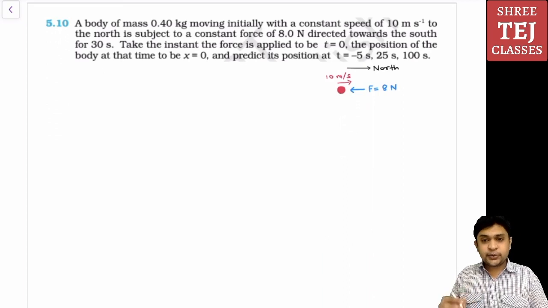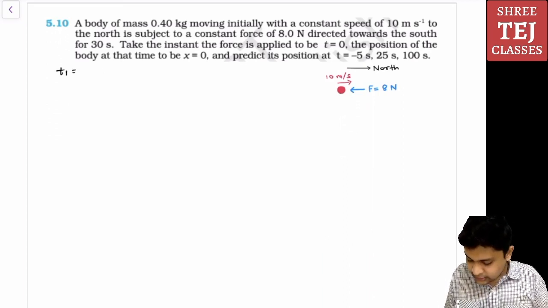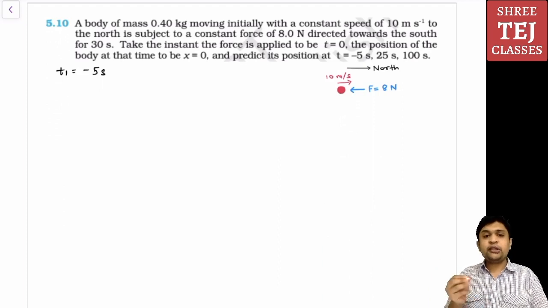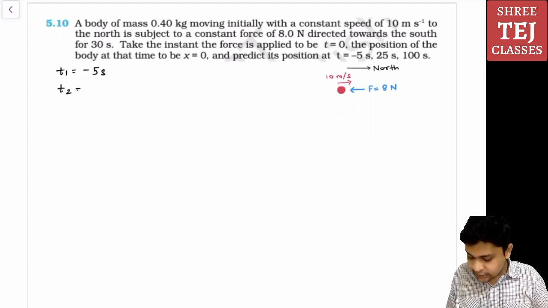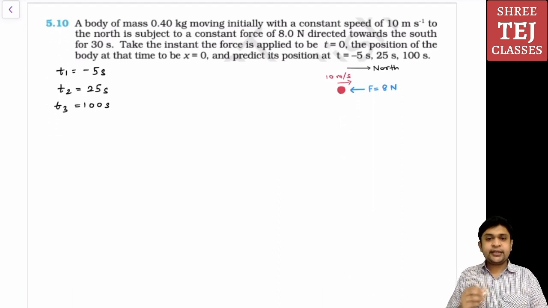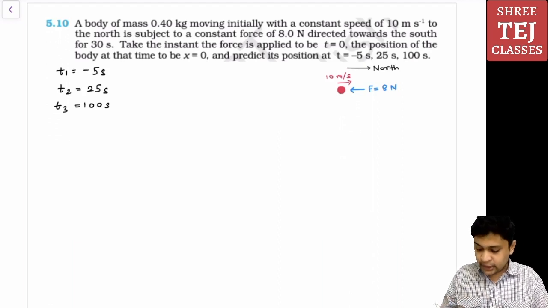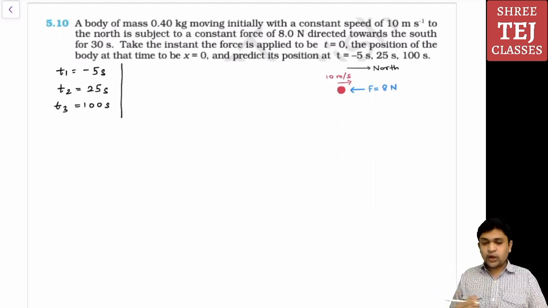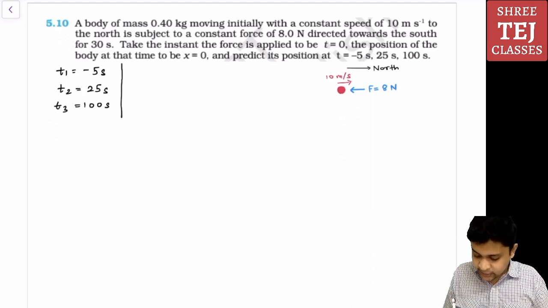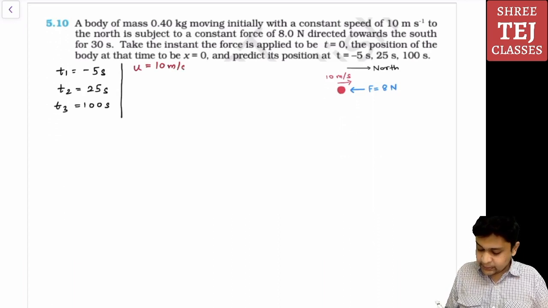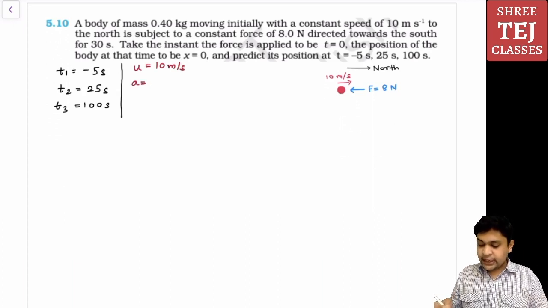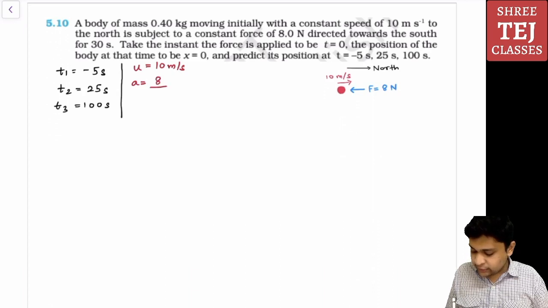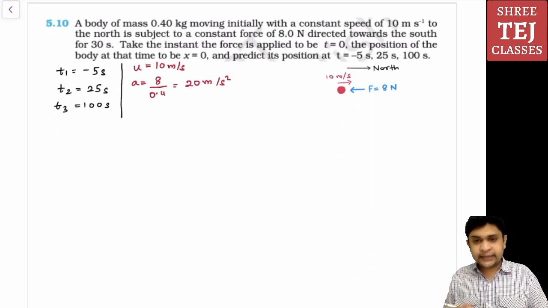So we have to write its position for t1 is minus 5 seconds, so 5 seconds before the force is applied. T2 is 25 seconds and T3 is 100 seconds. So let us first write all the equations and then proceed one by one. Initial velocity u is 10 meter per second. Acceleration would be force divided by mass, so it would be 8 Newton divided by 0.4, which would come out to be 20 meter per second square.